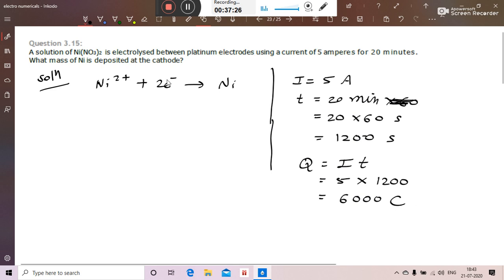Now here we will see that 2 moles of electron is there. So that is 2 Faraday. Faraday means 2 into 96500 Coulomb. So that means 2 into 96500 Coulomb electricity is required to produce 1 mole of nickel. 1 mole of nickel has a molar mass of, what is the molar mass of nickel? So that is 58.7 gram. So from the balanced equation, 58.7 gram nickel will be produced.